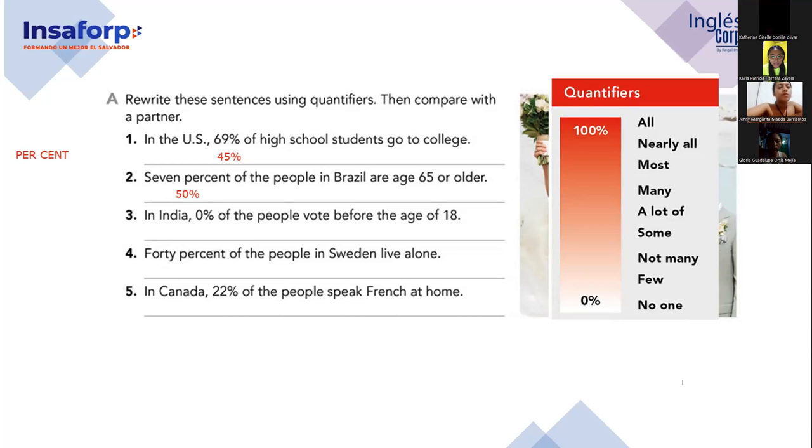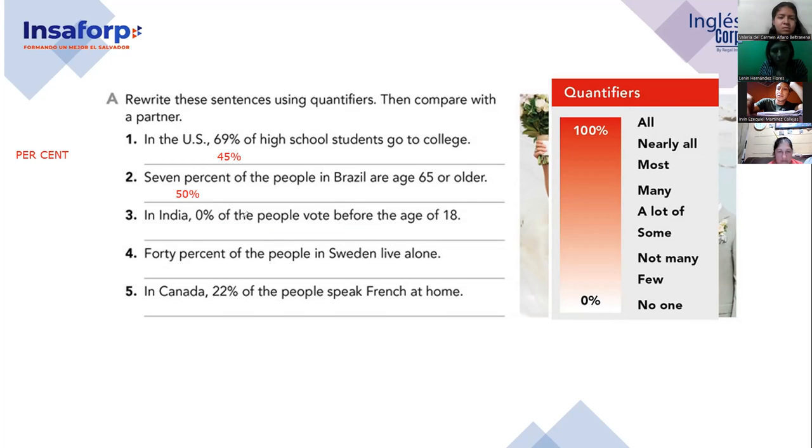Great information. In India, 0% of the people vote before the age of 18. ¿Qué pasa en India? Déjenme la información que nos están dando. What's going on in India? ¿Qué información me están dando de India? 0%. Who vote? Pero deme la idea en español. ¿Qué están diciendo ahí? What are they saying? Nadie vota. Ah, nadie vota antes de los 18. ¿Y por qué pasa eso? ¿Qué será? They are younger. Exactly, por la mayoría de edad.